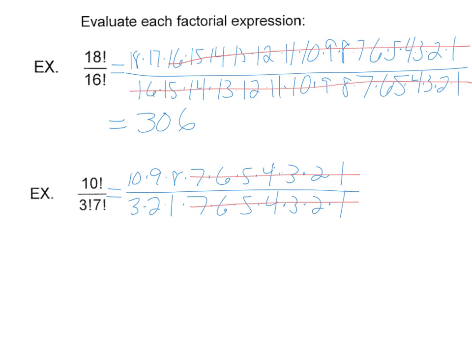Then I can divide 2 into 8, leaving 4. I could have also done 2 into 10, it doesn't matter. I can cancel 3 into the 9, leaving a 3. So what you really end up with is 10 times 3 times 4, which is 120.